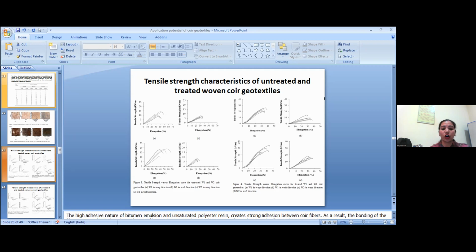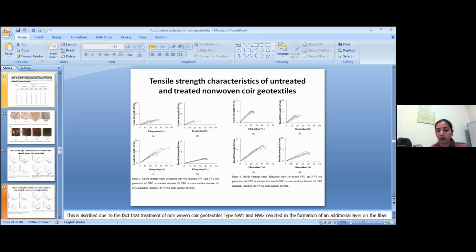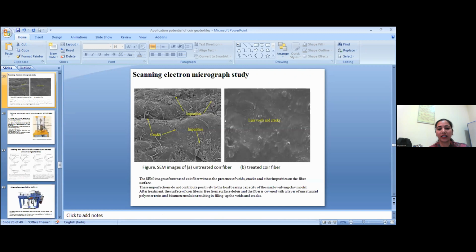It created a strong adhesion between coir fibers. As a result, the fiber surface got improved, and it resulted in increased tensile strength. The void spaces of coir fiber were filled with the chemical; earlier they were acting as a plane of weakness, but after chemical treatment the surface area also increased, and the tensile strength of the whole coir geotextile was improved. This can be easily visible in these two same images.